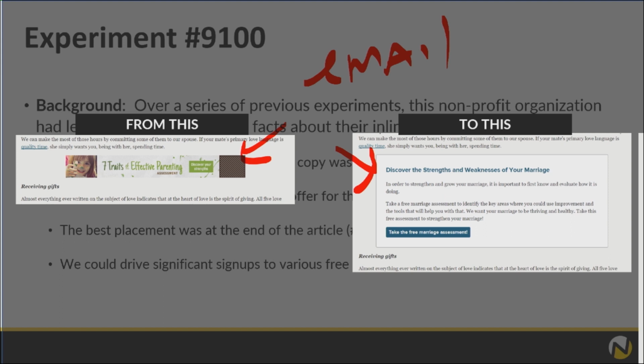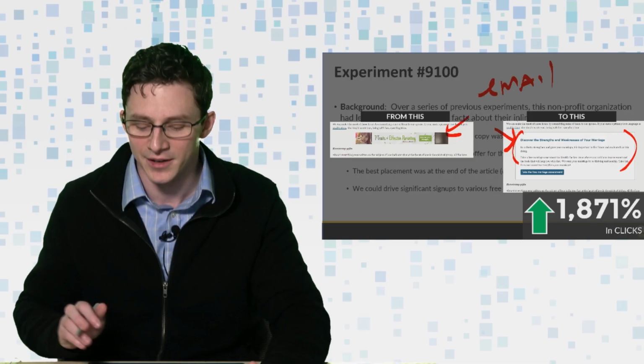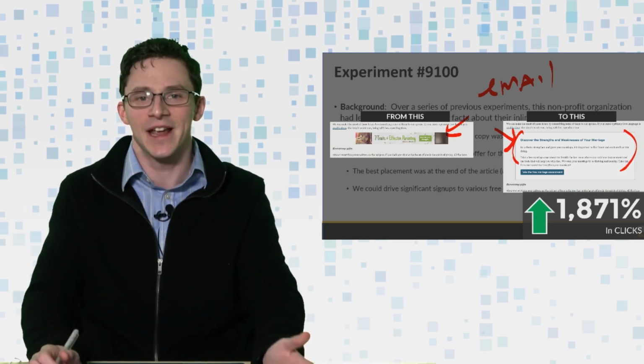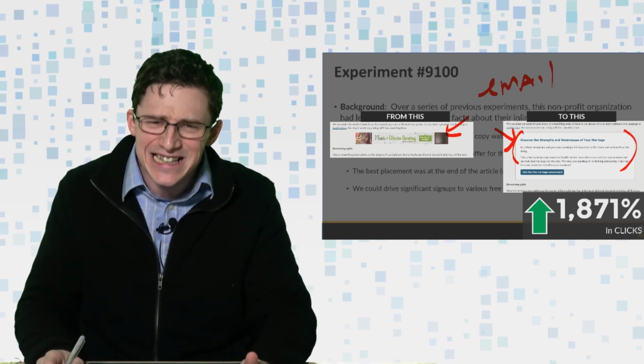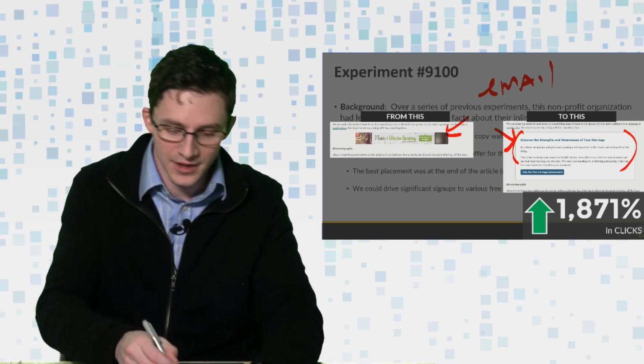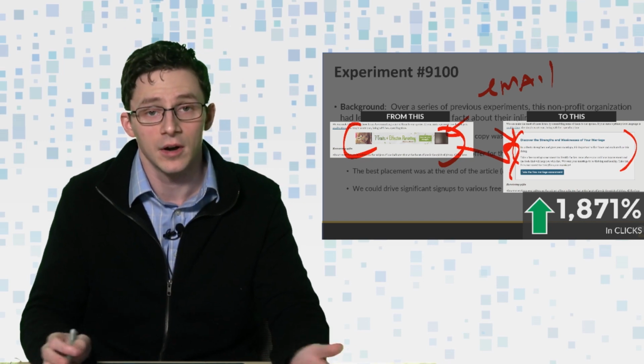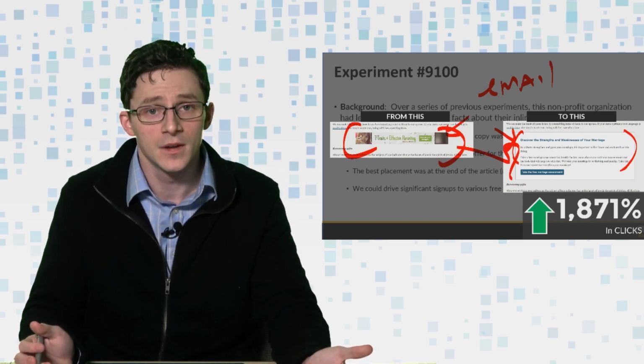Now, some people are like, oh, that's just too much text. They're never going to read that, except that they did. Holy monkey. Yes, I said that. I said holy monkey. 1,871% increase in clicks. That's crazy. All because they changed this kind of banner ad into text, right? Who'd have thought? But they didn't stop there.